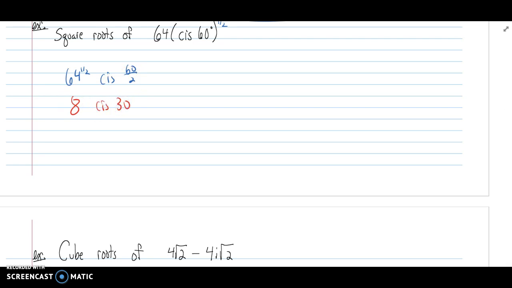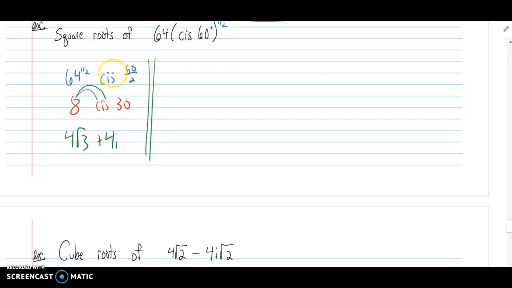And so now we can evaluate. The cosine of 30 is root 3 over 2, so 8 times the cosine is 4 root 3. The sine of 30 is 1/2. 8 times 1/2 I is plus 4I. There's one of our answers. And this time we're talking square roots, so there's only 2 solutions.